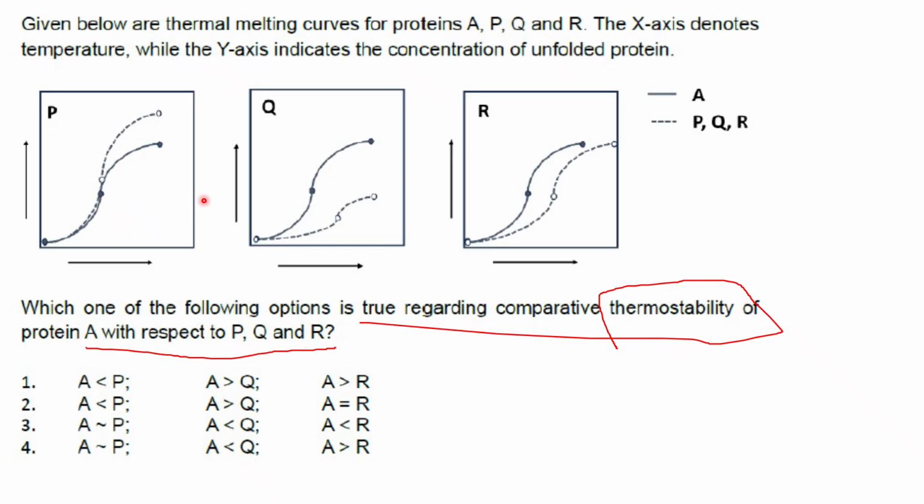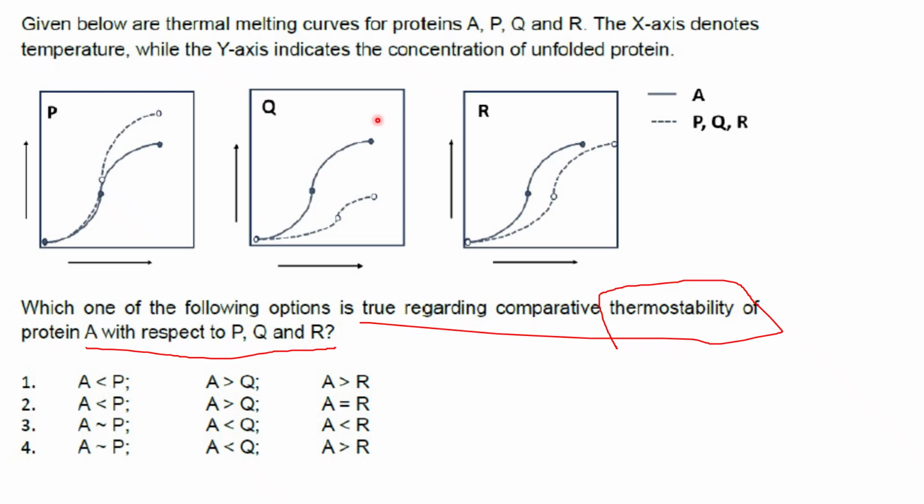Now come to the problem. If you see, this bold line is A and these are your P, Q and R. Here the dotted line is P and this line is A. If you see P and A, you can see that this Tm is almost the same, that is, 50% unfolding is at a similar temperature. They have the same Tm value for unfolding. That means they are almost similar in thermostability.